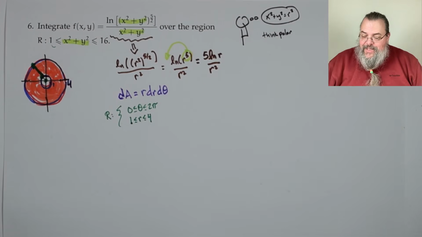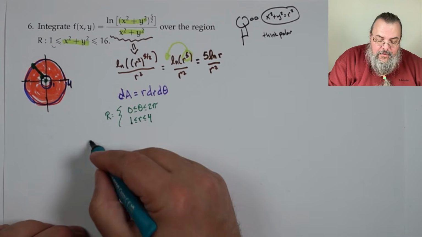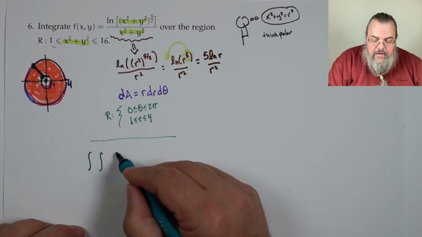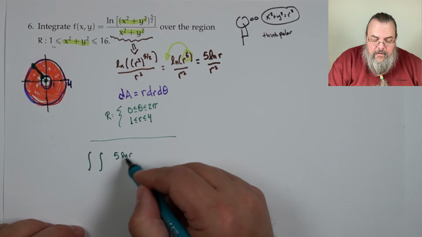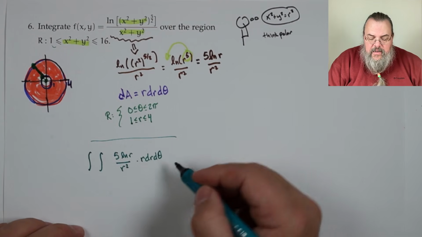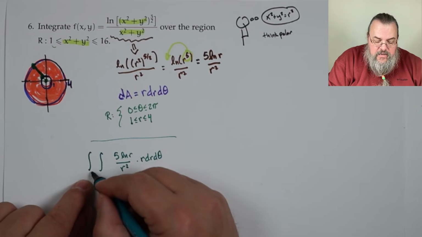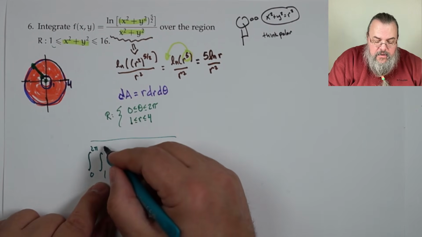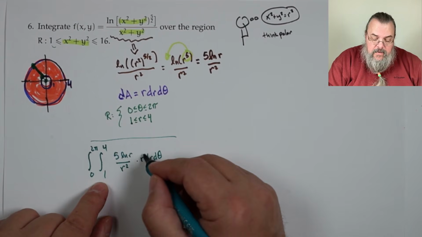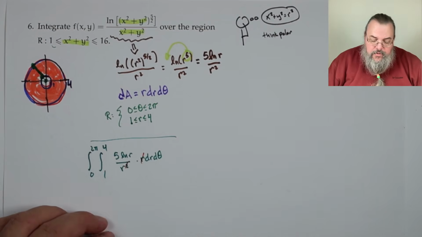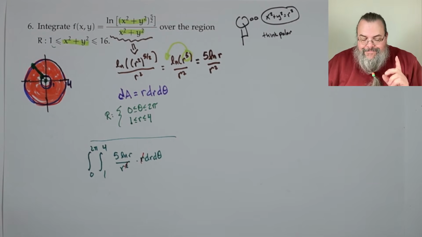So, let's put this all together. What do we have? Well, we have the integral of our function 5 log r over r squared, r dr d theta, theta from 0 to 2 pi, r from 1 to 4. And we can cancel off one of our r's. Pew, pew. There we go. You don't have to make the pew sound, but doesn't it feel good?